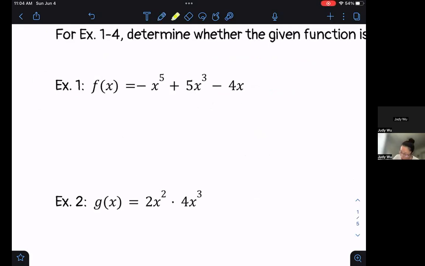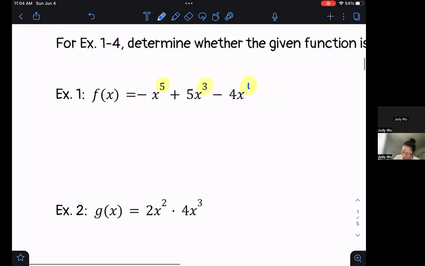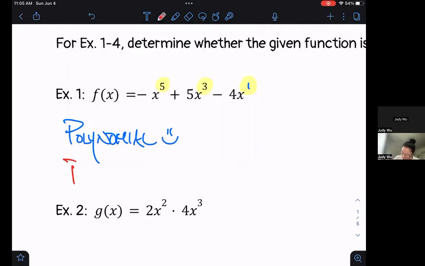So first thing I do, I go ahead and I look through. I notice that I have a bunch of powers, and none of these powers are the same. 5, 3, and 1. They're not the same. So I can't combine any of these terms here. They're all different kinds of terms, right? And I notice that I have not just 1, but 3 terms, okay? So this one could be a polynomial, right? But it is not a power function because there's more than one term, okay?